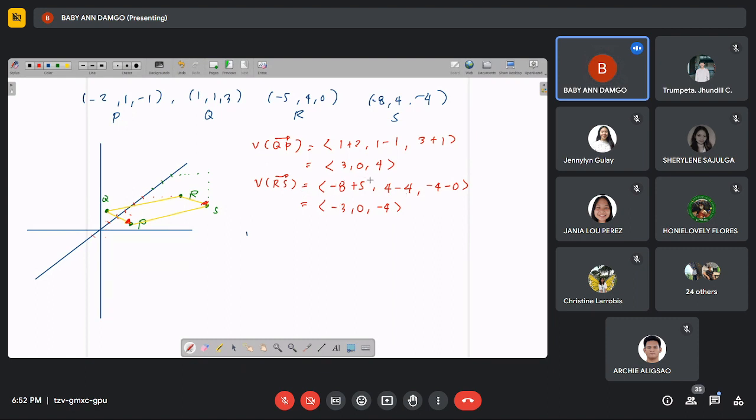Okay, so based on the definition of parallel, it is a multiple. So what we will do in this class is this is just equal to negative 1, 3, 0, 4. So this is still parallel. It did not say that they have the same direction. It is only parallel. Okay? So we have negative 5.